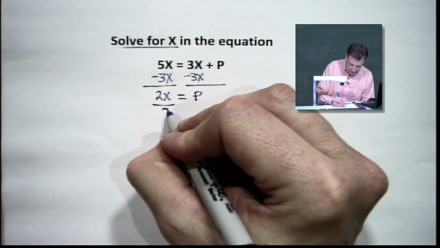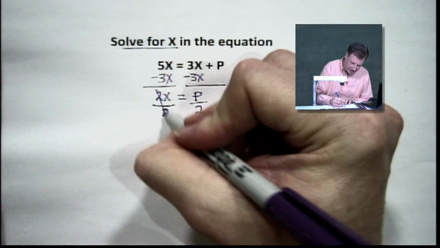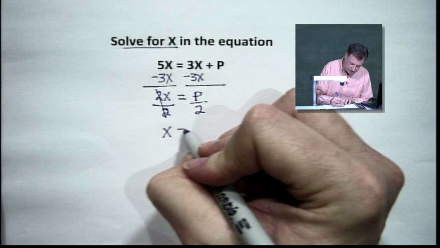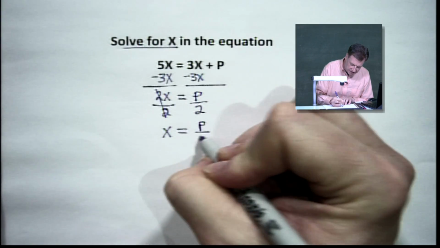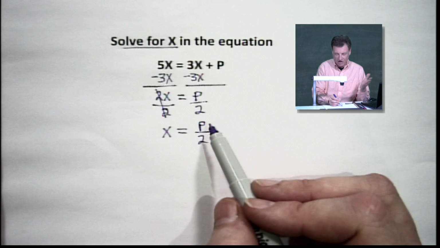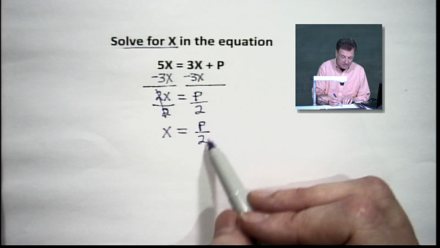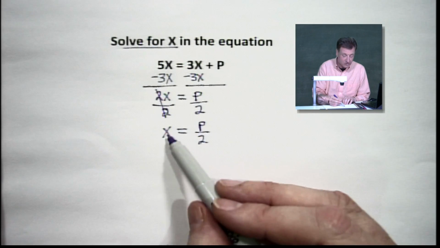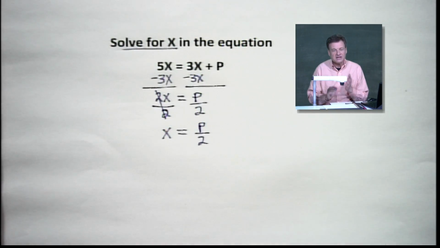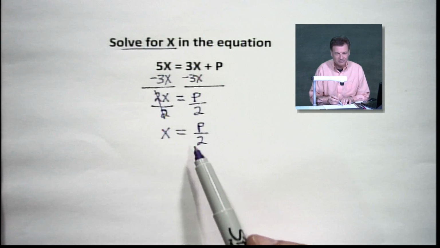We can divide by 2 here, divide by 2 there, and our 2's are going to cancel out, and I'm left with, as some of you will call it, p over 2. That's the way I'd call it too. But it really means p divided by 2. So if p is some value, let's say p is 6, then we divide 6 by 2, we get 3 for x. So in this case, x is always going to be half as much as our value p.